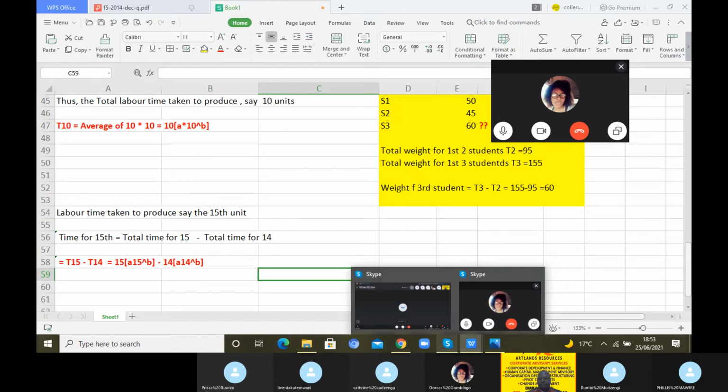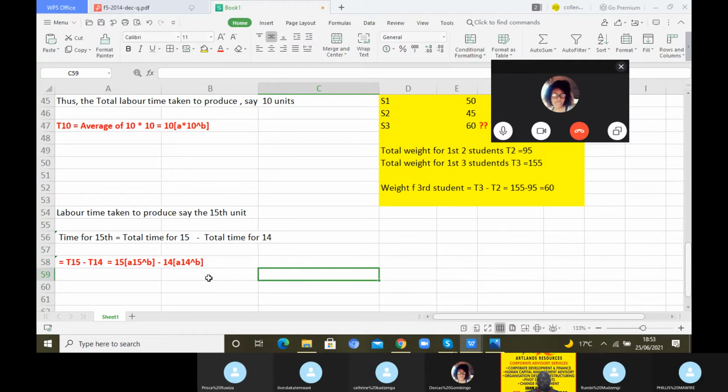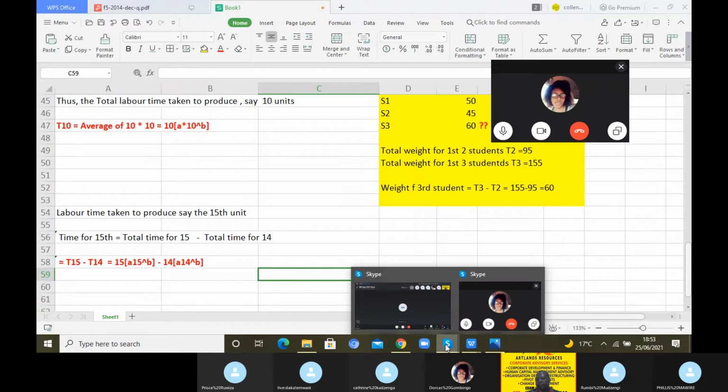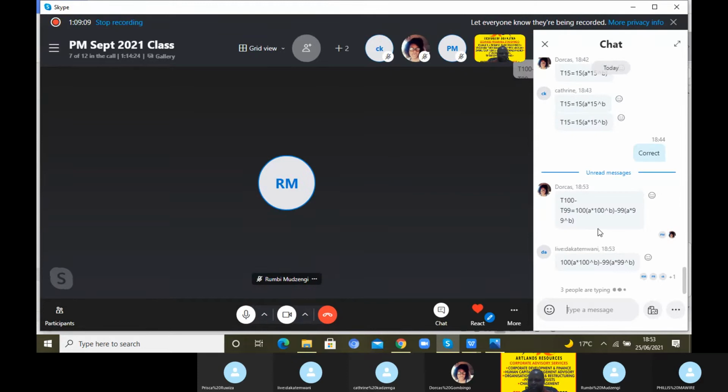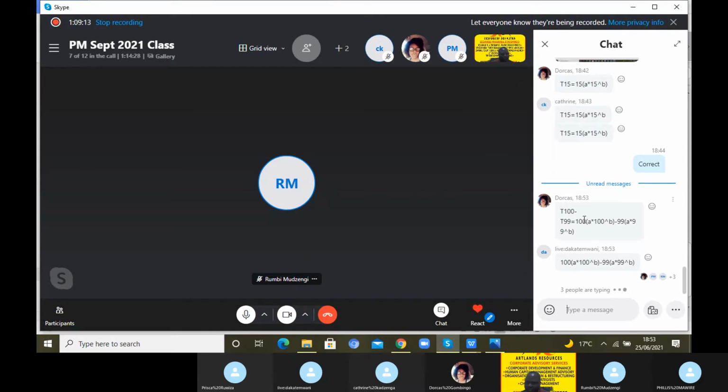Are you guys typing? I want you to use this notation here to calculate the labor time taken to produce the 100th unit. Let me check here. Labor time for 100th is T100 minus T99, which is 100A, 100 to the power B, minus 99A, 99 to the power B.